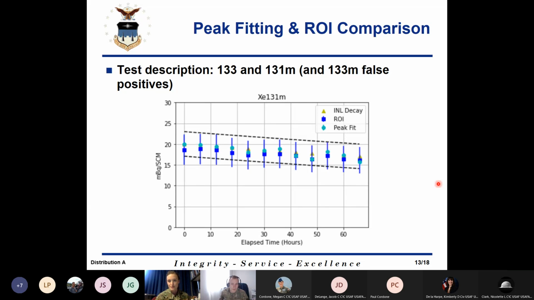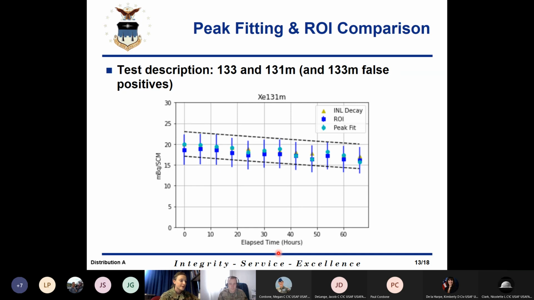So now for the more interesting results. The results here are from a test, and this test involved running data that was already run through the ROI method, through the peak fitting method. So the data here contained 133 and 131M. The interesting thing there, I'll bring you back to the overlapping isotope problem, is that 133 metastable in the ROI method was read as a false positive. So just to start out, the plots we created, this first one, concentration versus time for 131 metastable. Again, those error bars are significantly underestimated, so you don't even see them on the plot, they're so small.